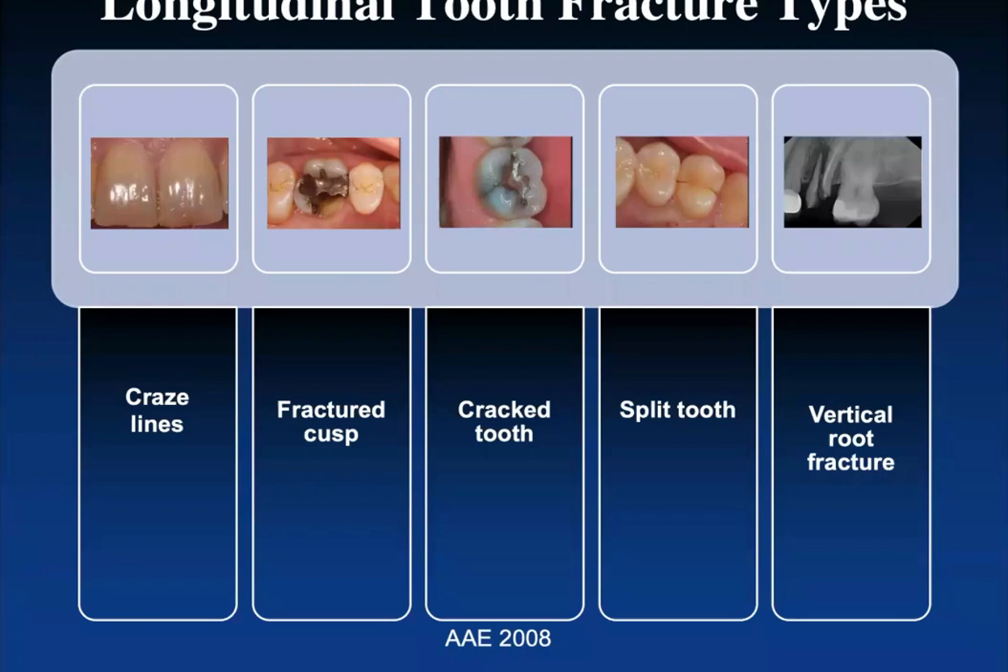Cracked tooth: it's usually an incomplete fracture that usually extends on the mesial and the distal aspect, sometimes on the buccal or the lingual. Split tooth: it's a complete separation, a complete fracture, usually in the mesial and the distal, and it extends subgingivally.